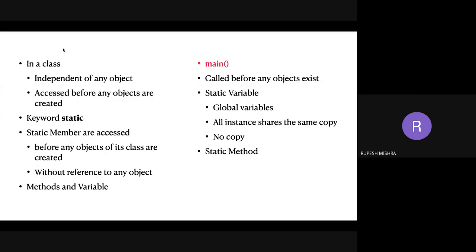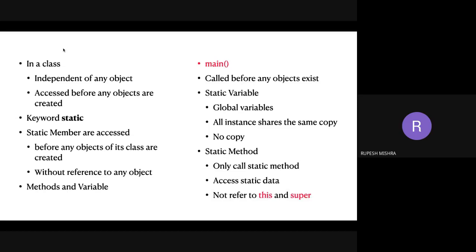Similar to static variable, we have static method. We can call a static method without an object, and the second point is important here: it is going to access static data only. If I'm creating a static method, it will only access and manipulate static data. So I cannot use an instance variable in the static method.